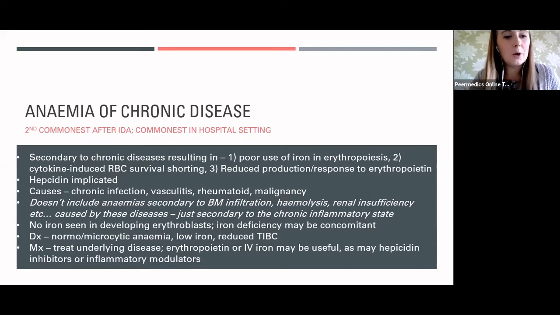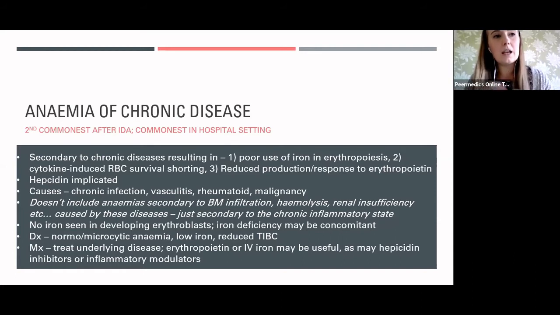And I've put this thing about hepcidin being implicated. We don't really understand why. The research behind anemia of chronic disease is still very inconclusive, but it just explains why we can use hepcidin inhibitors as part of the treatment for it if other things don't work first. So you tend to get it with chronic infections, so things like TB, HIV, vasculitis, rheumatoid arthritis, and malignancies.